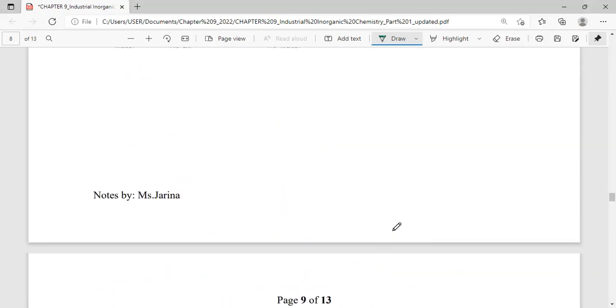Now let us look at rust prevention. Before we look at rust prevention, can you tell me a few methods of how the formation of rust can be prevented?